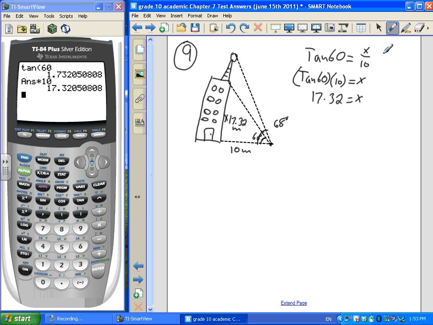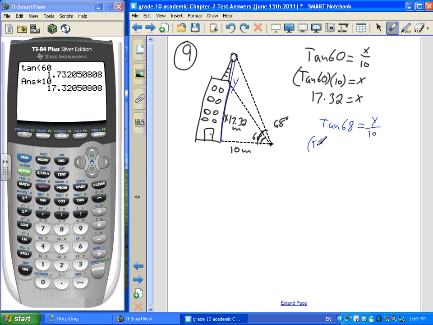Okay. So take a line from the top of the tower all the way down. We're going to call that y. Our angle from our point 10 meters away is 68. So we're going to do tangent 68 is equal to y divided by 10.